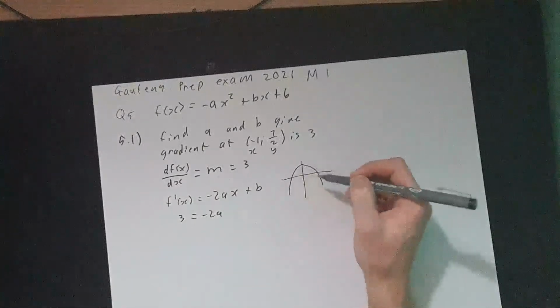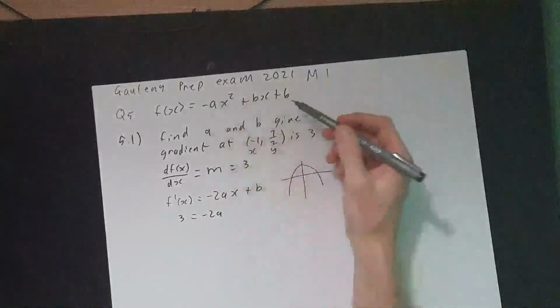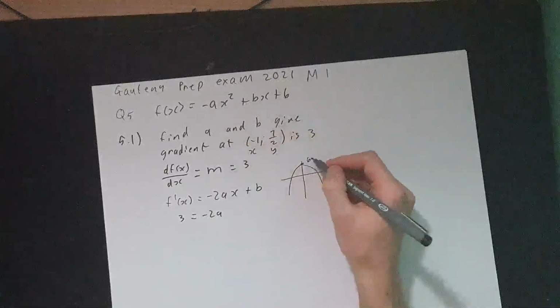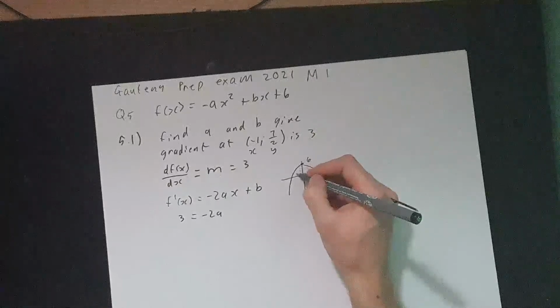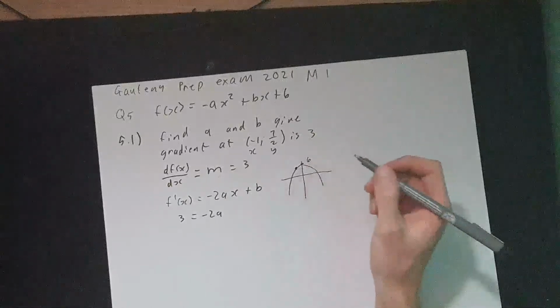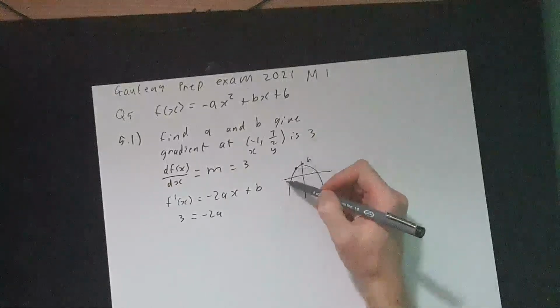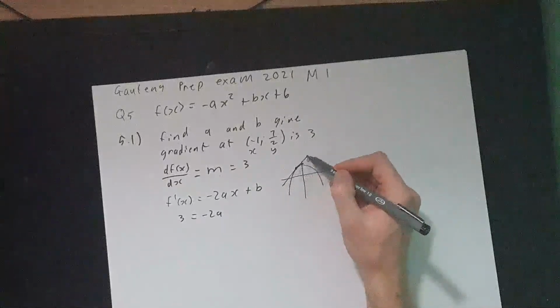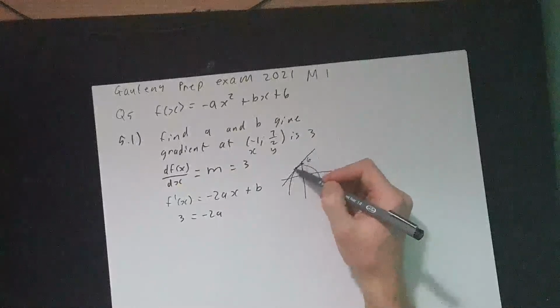So if we look at this function, essentially, if we look at -1 and 7/2, let's see what our function is going to look like. It's going to look something like that. Why? Because a is a negative value. And then we have +6, so we have +6 over here. So essentially we're looking at a point somewhere over there. And now we're looking at the tangent line which runs over there.